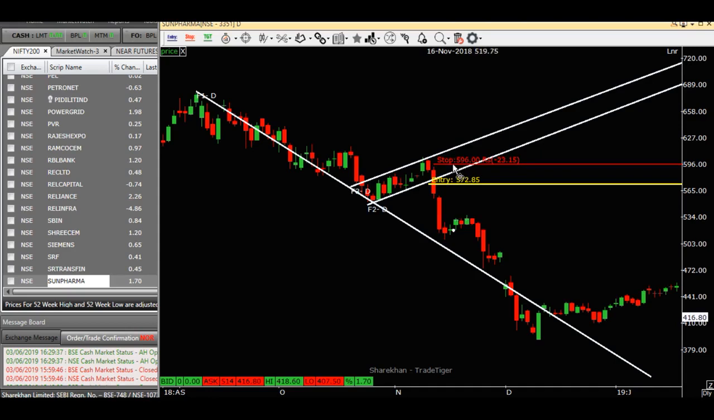Okay, now target in this case, right? Target in this case can simply be the low of the flag, means where the flag starts to pull back from, we can keep that as our target.